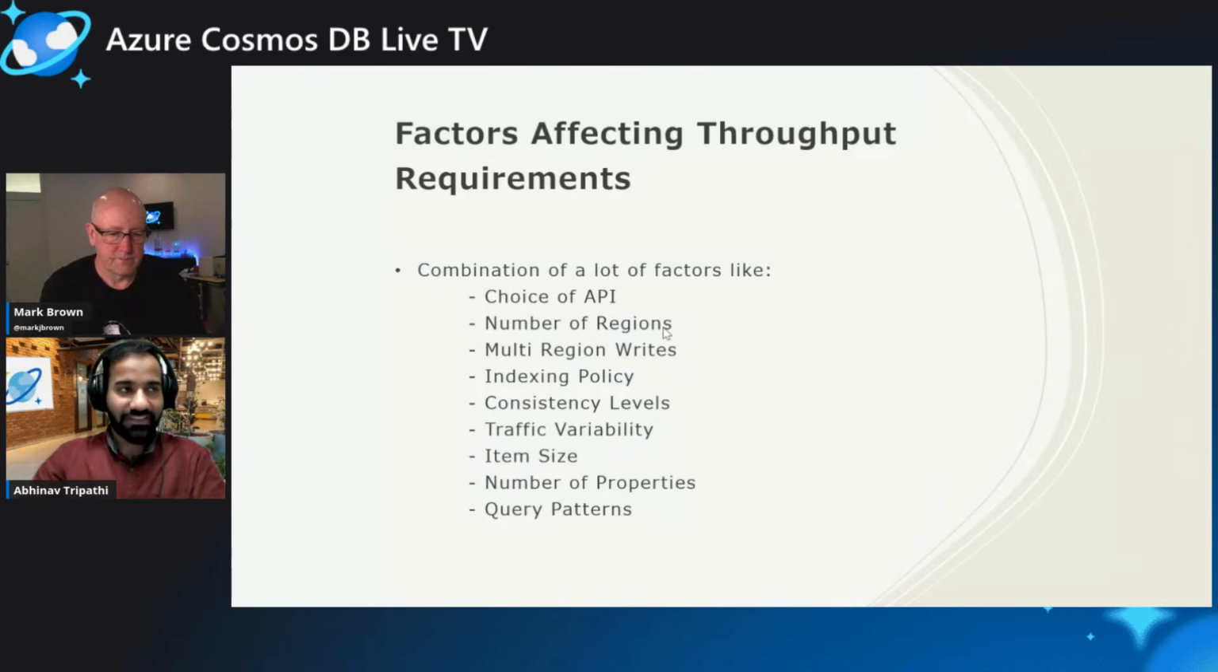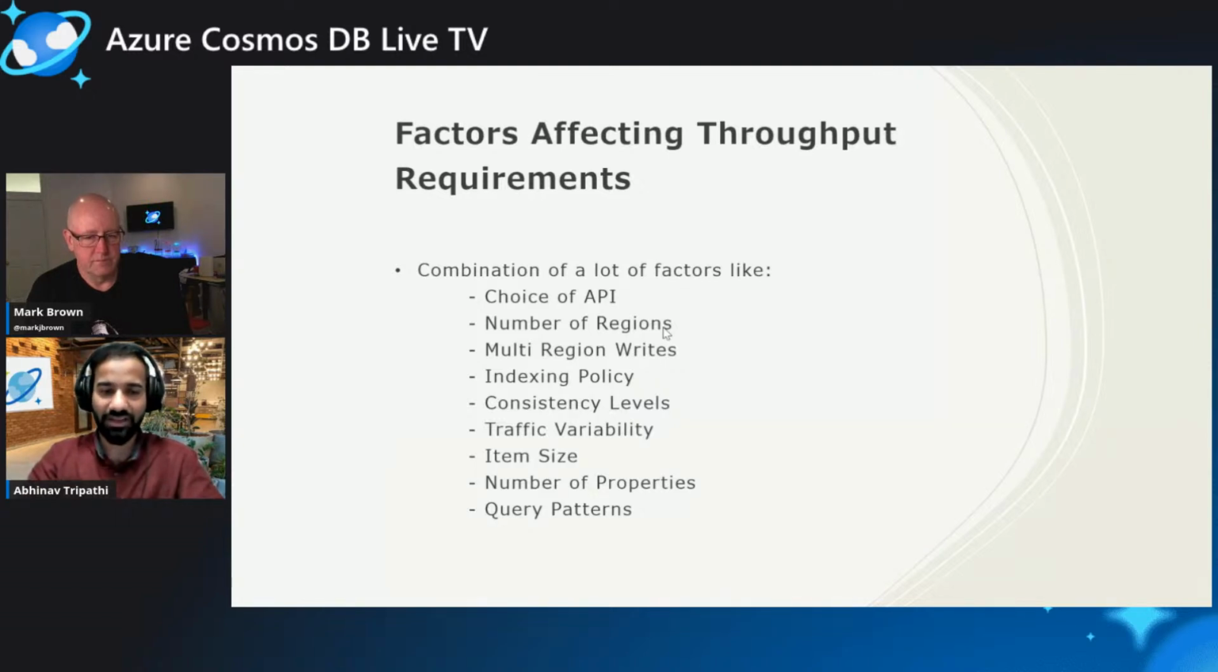Then there will be additional RUs consumed for indexing, depending on your indexing policy. If you are indexing everything or nothing, obviously there will be some RUs consumed, but the priority is given to your read and write requests. Whatever is left is used for indexing. Then Cosmos DB offers five consistency levels. Strong is the highest consistency level, and depending on what consistency level you choose, there is a slight difference in each operation's cost. Then again, traffic variability.